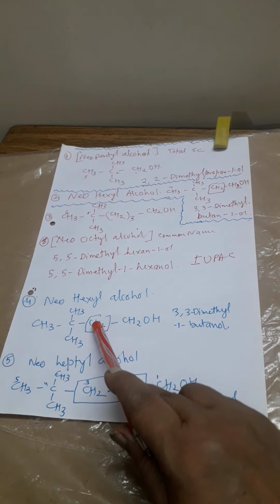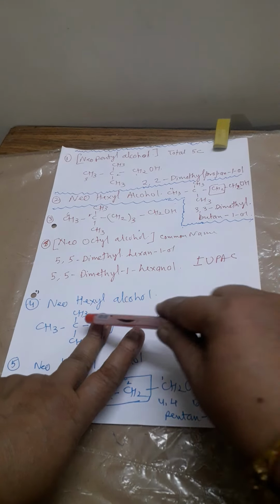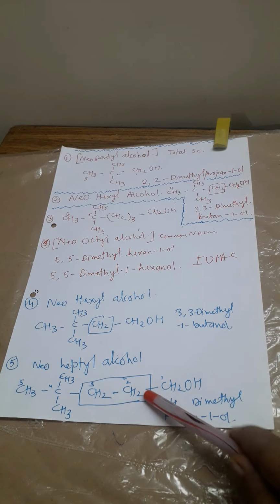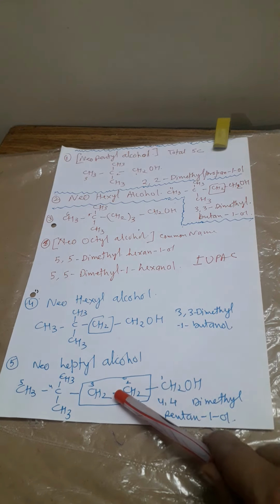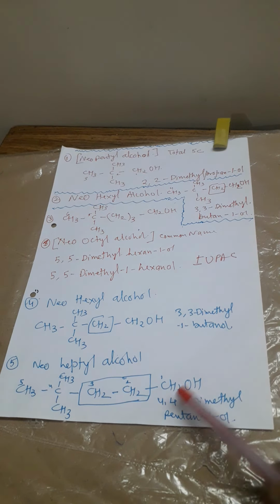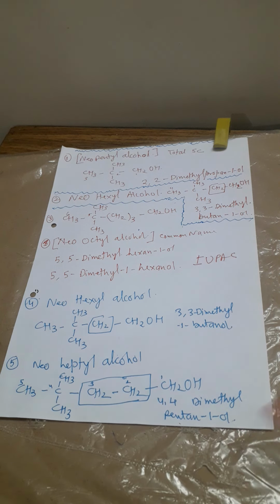See here I have discussed. In neopentyl alcohol, if one CH2 is missing, then it will become neopentyl. If it is there, it will become neohexyl. Clear? If 2 CH2 groups are there, it will become neoheptyl alcohol. Clear? Now IUPAC naming here: 3,3-dimethyl-1-butanol. Here it will be 1 2 3 4, 4,4-dimethylpentan-1-ol. Accordingly, you have to always name the IUPAC naming of the compound. Clear to you? Now we will discuss some more examples.